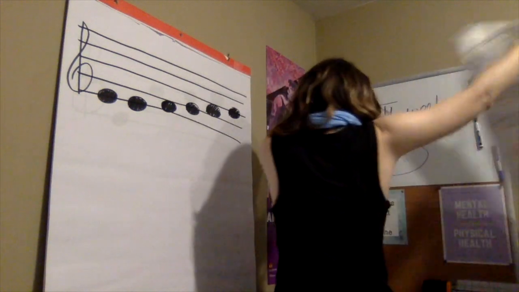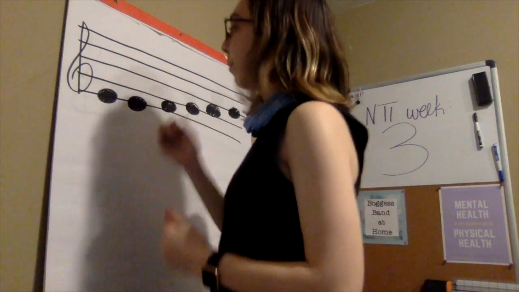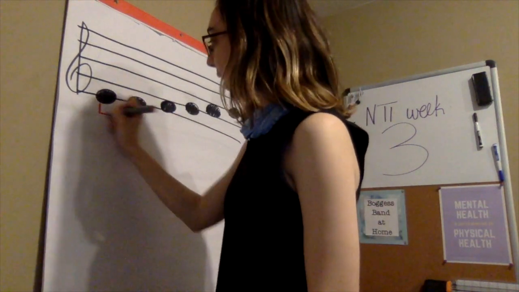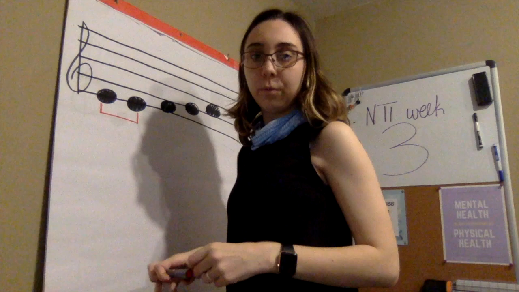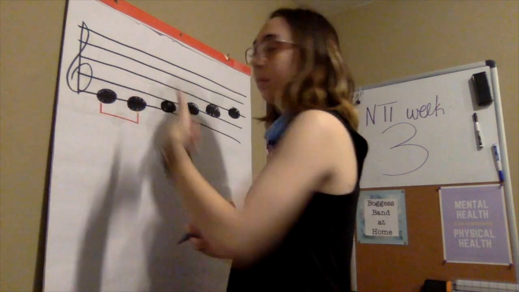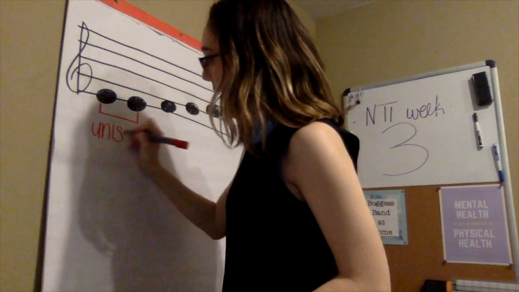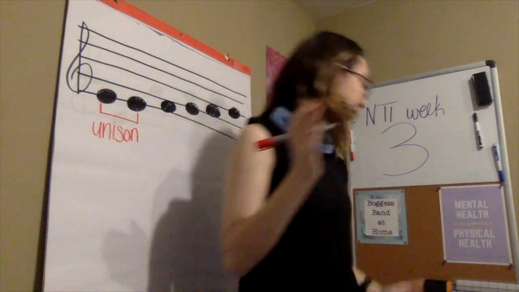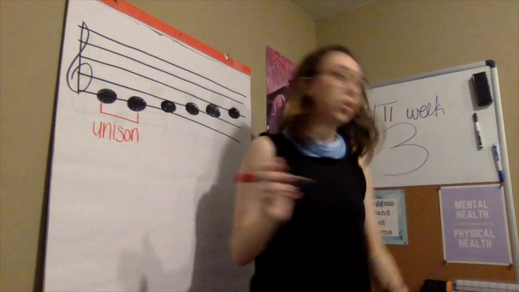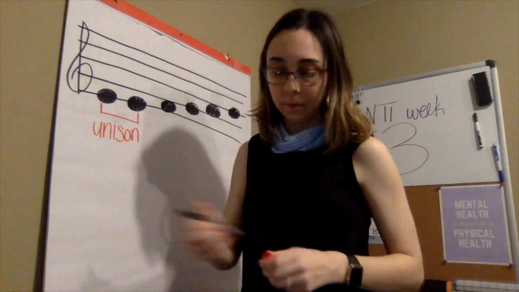So, intervals. If the two notes stay the same in between them. So, if we count up from the first note to the second note, E, E. It doesn't change. That is a unison, meaning the two notes are the same. Same line, same space. That is a unison interval.